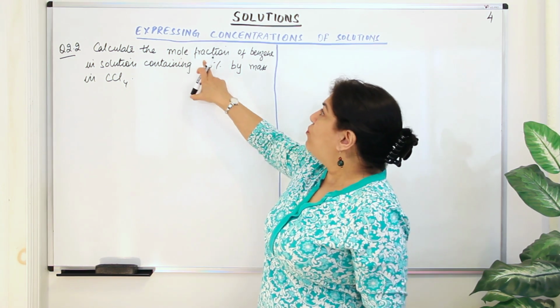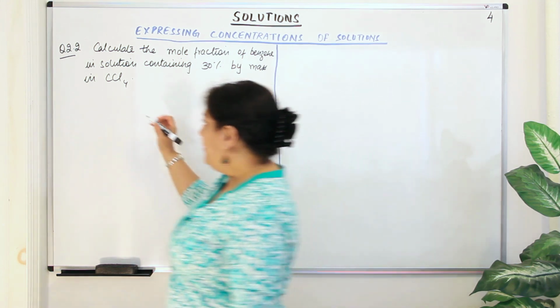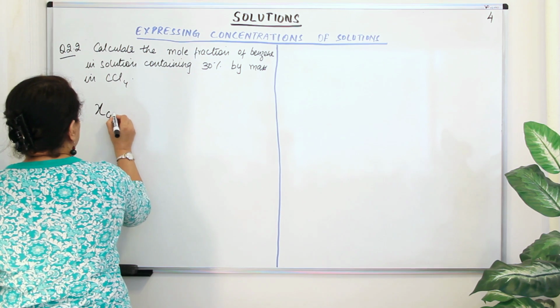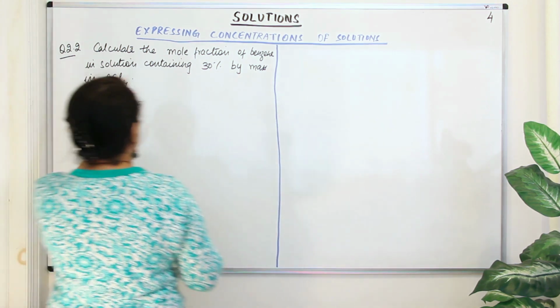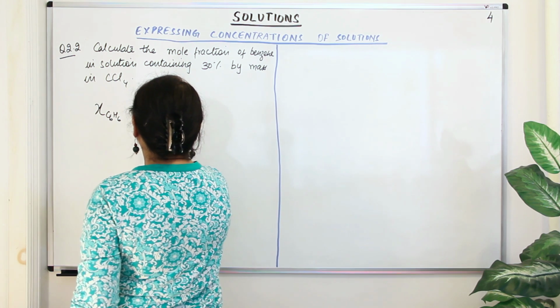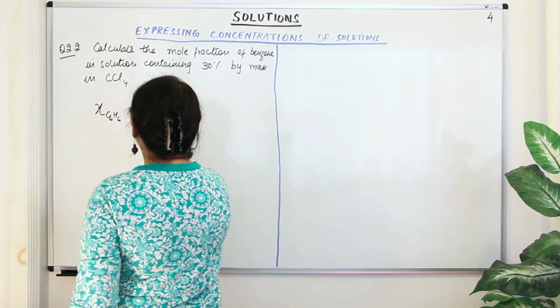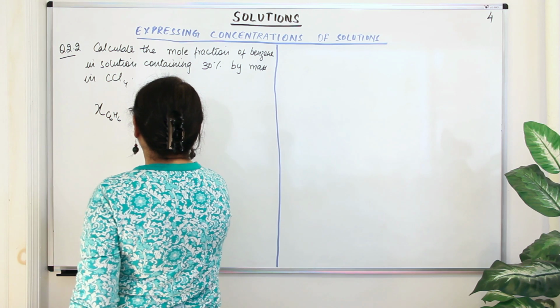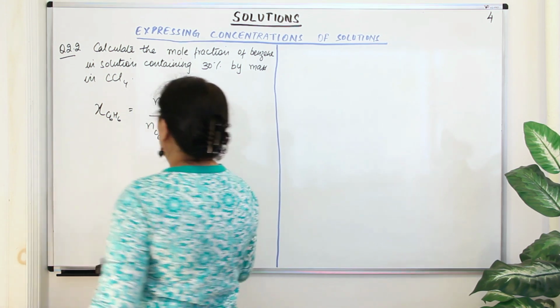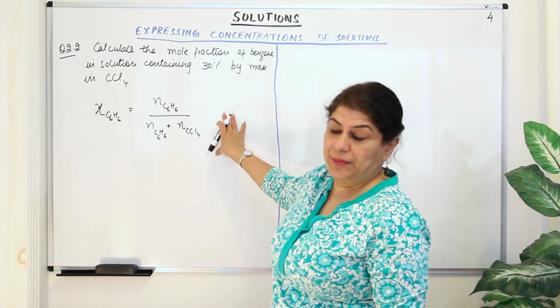You are asking for the mole fraction of benzene. And we know mole fraction is represented by X and benzene is C6H6. So the mole fraction of benzene would be equal to the number of moles of benzene, C6H6, upon the number of moles of all the components, that is C6H6 plus the number of moles of CCl4. So this is what we want.